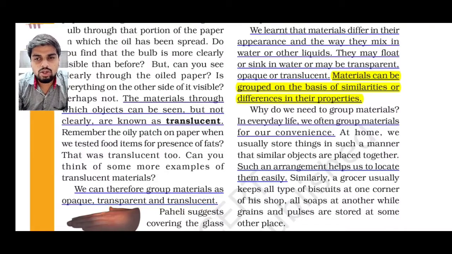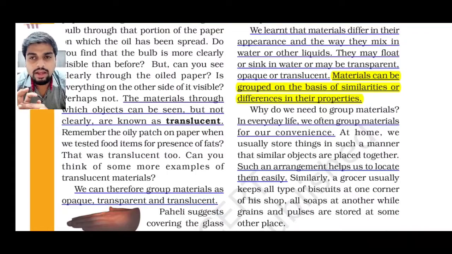If we visit any grocery shop or general store, we can see that they have arranged materials or objects in groups. Nuts and granules are arranged differently, soaps are arranged differently, chocolates are arranged differently. Why is this grouping needed? We arrange materials or objects for our convenience, so we can easily locate them. In our home also, we store clothes in our cupboard and put our books in a different cupboard. So that's why grouping is required.